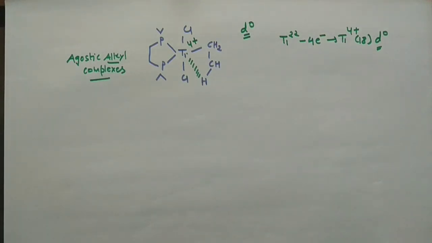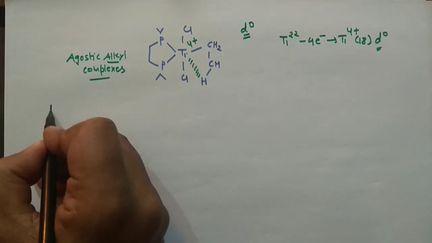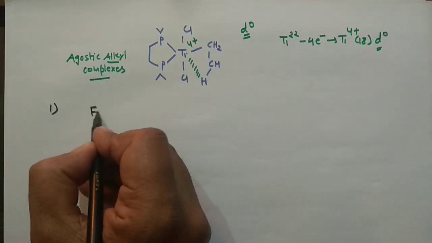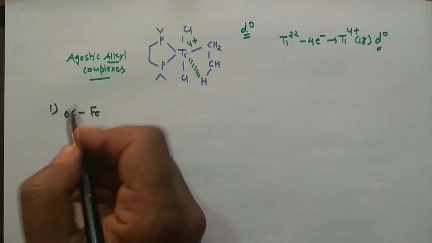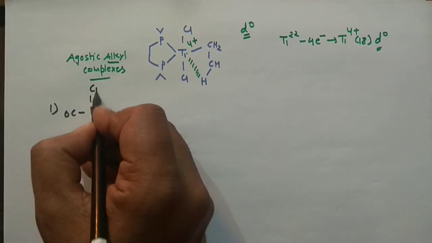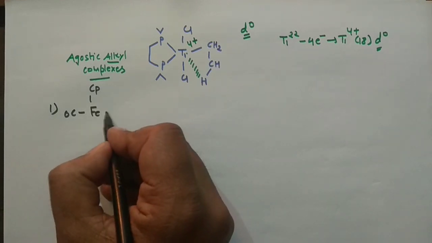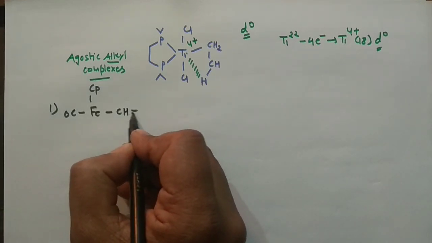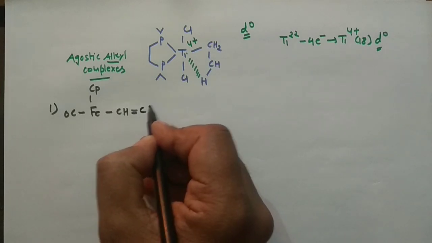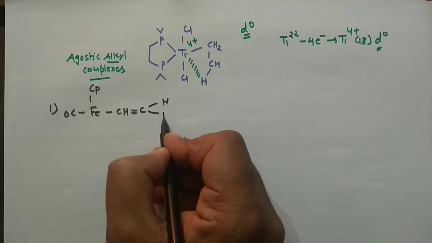Now we can do some of the problems. Say you are having complex number 1 in which your iron is there and your carbon is connected here, and this is your cyclopentadienyl, right? And here you are having CH double bond C, this is hydrogen. Say this is one complex.